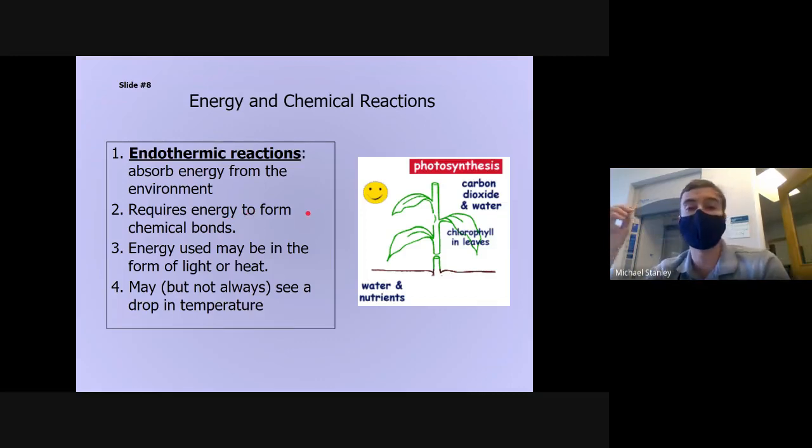So whether you're absorbing light from the sun or heat from a heat source nearby, you're using that energy in order to build, in order to create these bigger molecules. Whereas a lot of times in exothermic reactions, it's big molecules that are being broken down into smaller ones, and then energy or heat is being given off as a result of that breakdown.